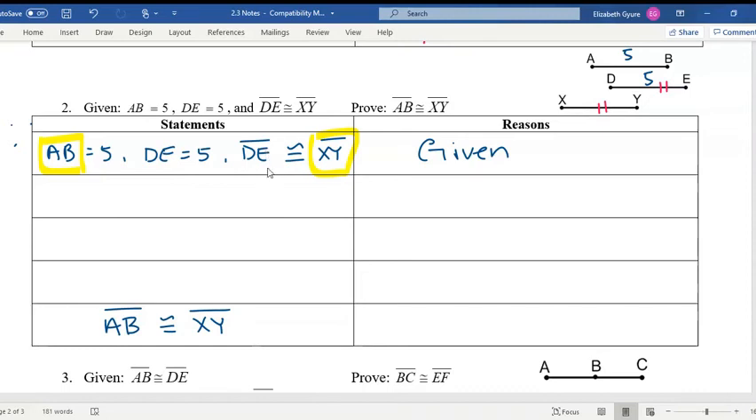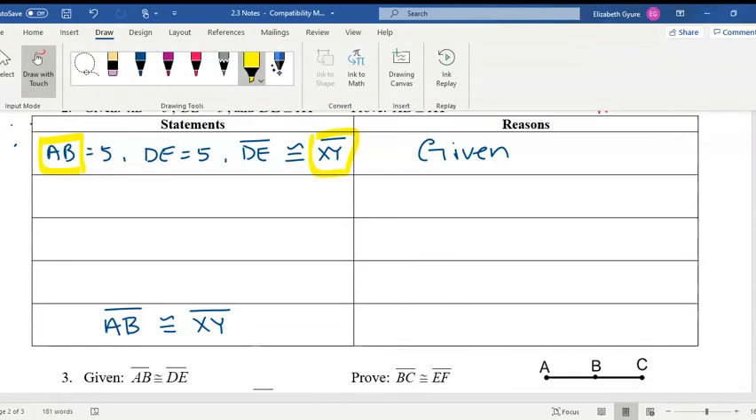So let's just start, let's go in order. Don't I know that AB is 5 and DE is also 5? If they both equal 5, what can I say about them? They're congruent, or since we're using numbers, we'll say they're equal. But yeah, we're going to say that they're equal.